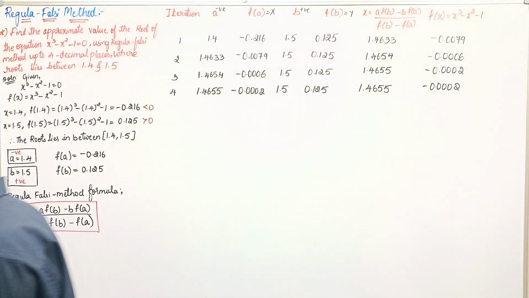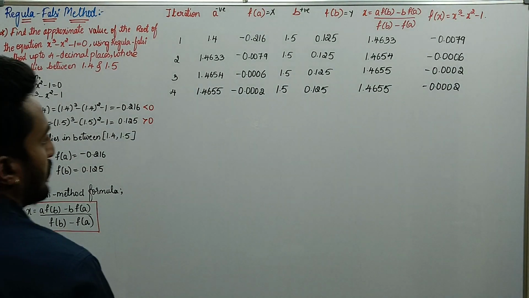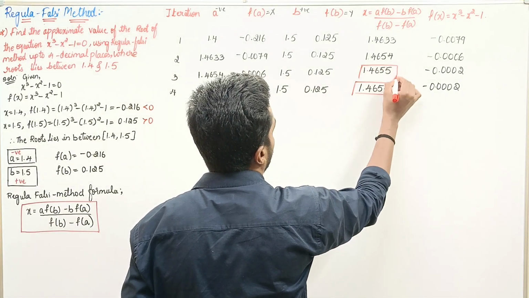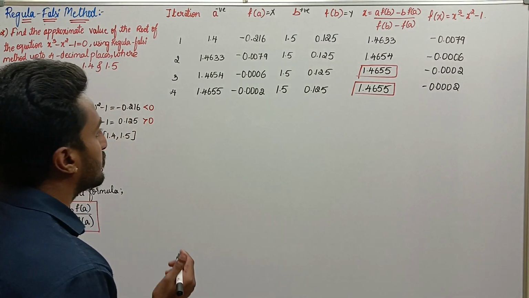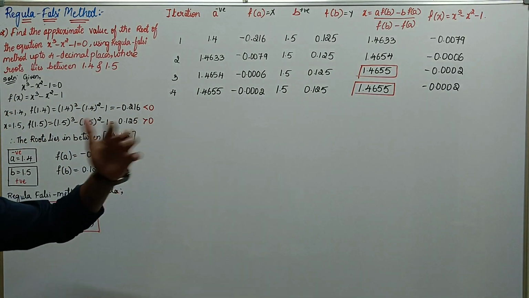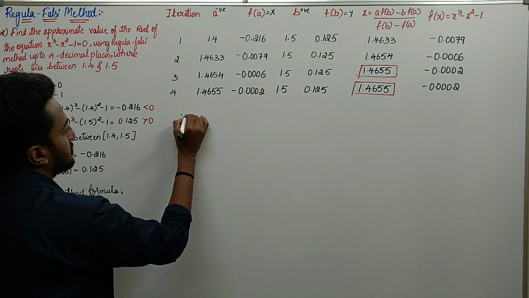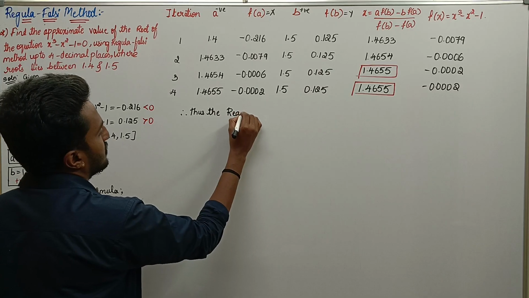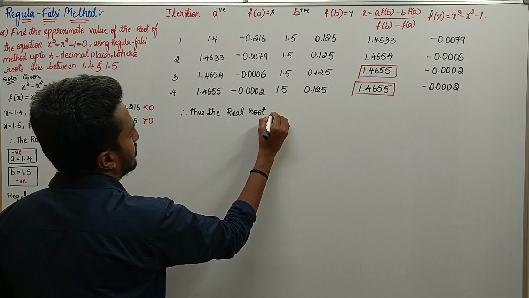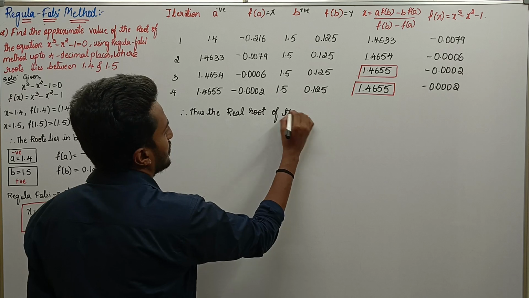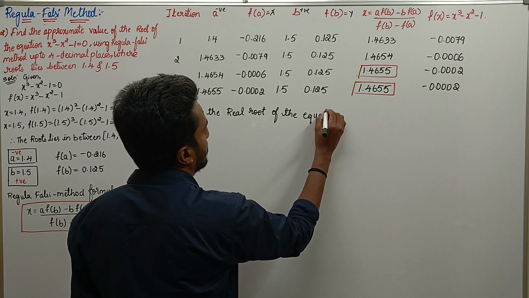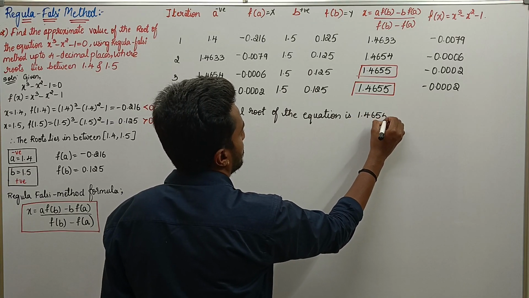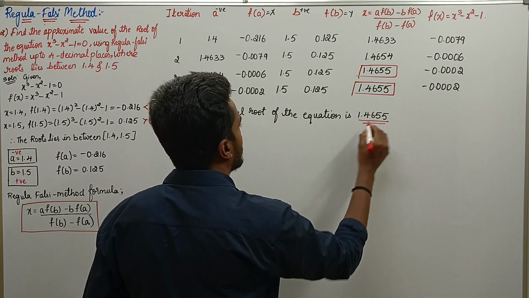See, in the last fourth iteration and the third iteration, you have got the exact value, that is, we call it the approximate value. In the four iterations you have got the values and represented the solution. Therefore, thus the real root of the equation is 1.4655. You can directly conclude and represent the solution.